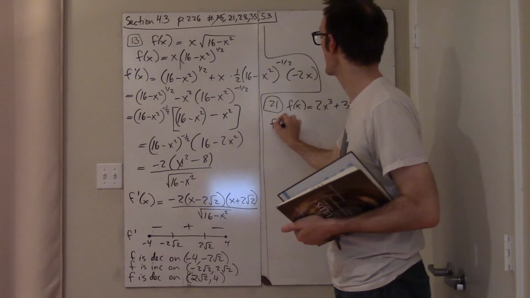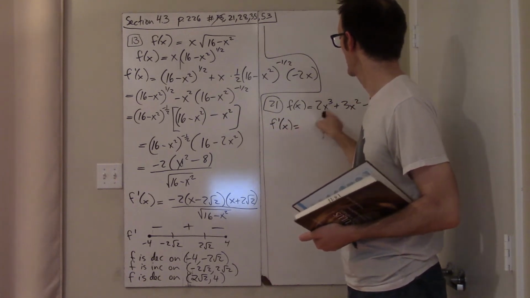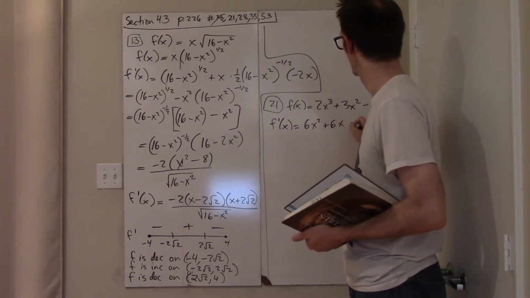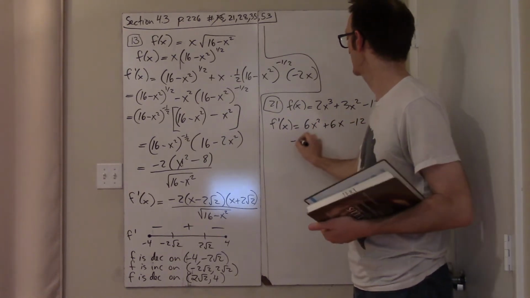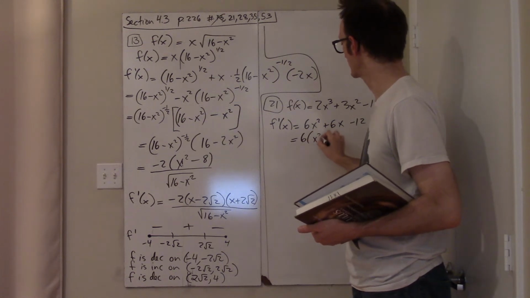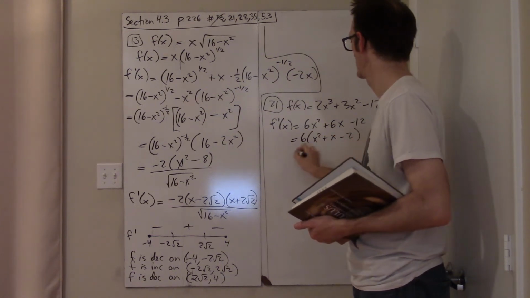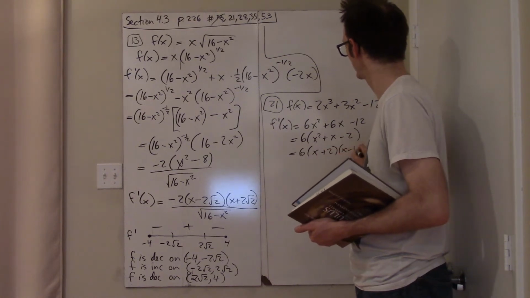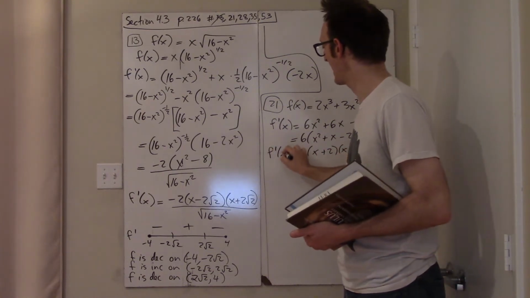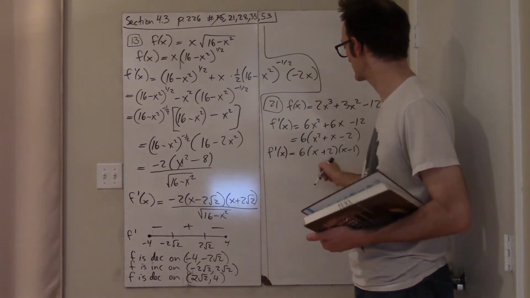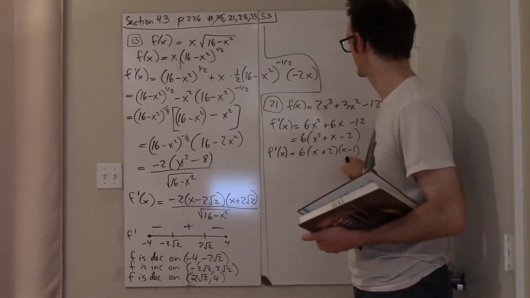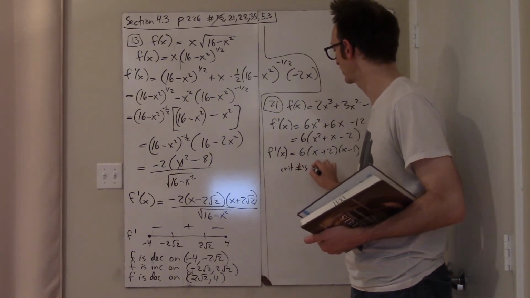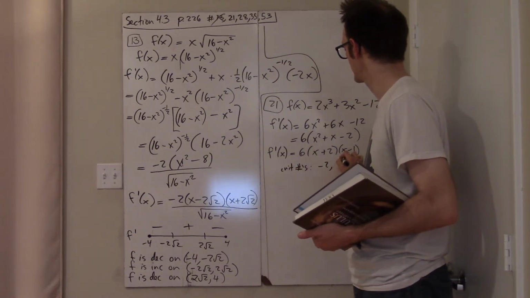Let's just do that. If we take the derivative, we get 6x squared plus 6x minus 12. And here I can factor out a 6, so that's x squared plus x minus 2. So that's really like 6 times x plus 2 times x minus 1. Okay, and well, what are the critical numbers? The critical numbers are -2 and 1. So critical numbers, or critical points, some people call them, -2 and 1.